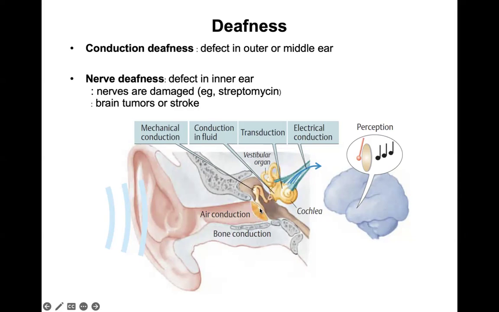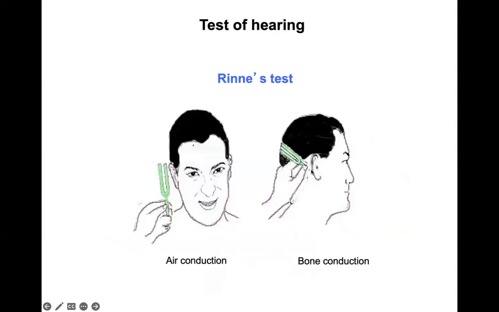Or the other category: if you have problems with the nerve, either nerve damage or some tumor in the brain, this is behind the conduction. In this case, it's nerve deafness. So these are the two major types of deafness, and you can do a test to differentiate them, with air conduction and bone conduction.